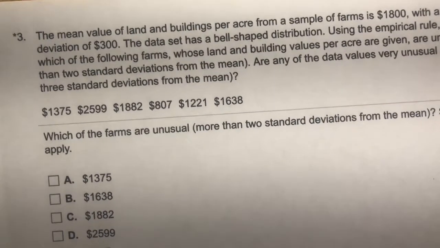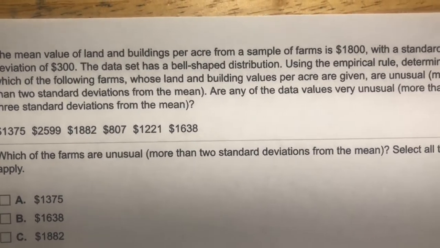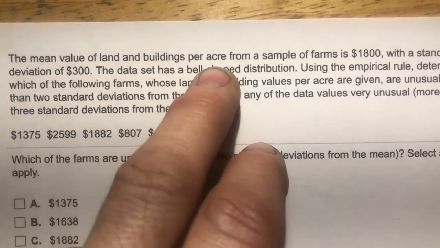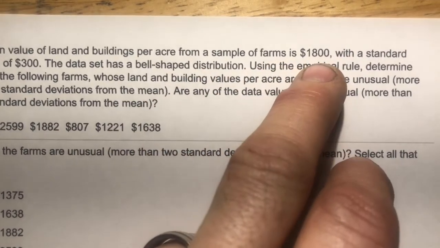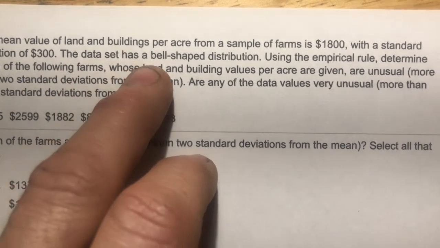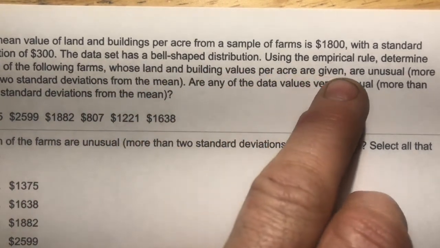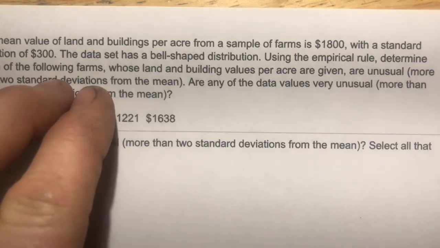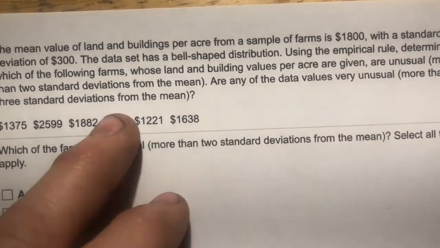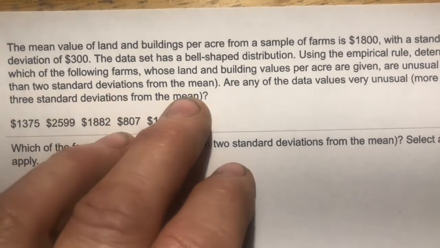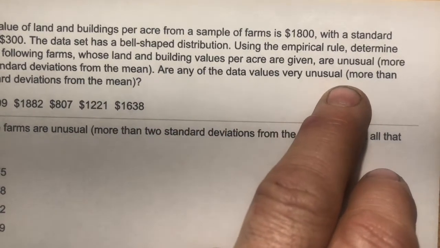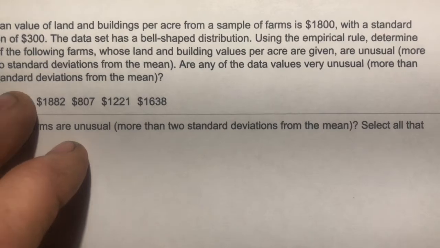Number 3 here. The mean value of land and buildings per acre from a sample of farms is 1,800 with a standard deviation of 300. The data set has a bell-shaped distribution. Using the empirical rule, determine which of the following farms whose land and building value per acre are given are unusual, more than 2 standard deviations from the mean. Are any of the data values very unusual, more than 3 standard deviations from the mean?